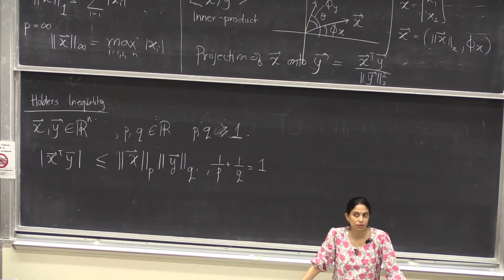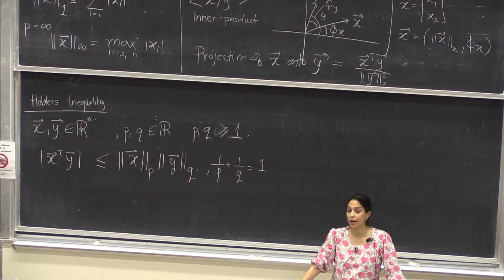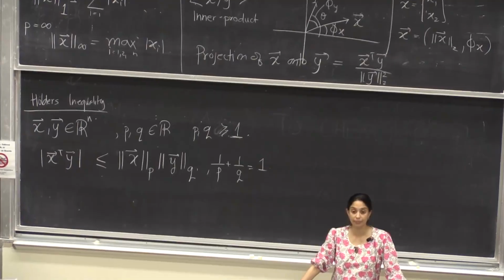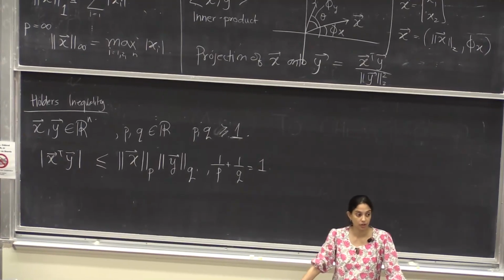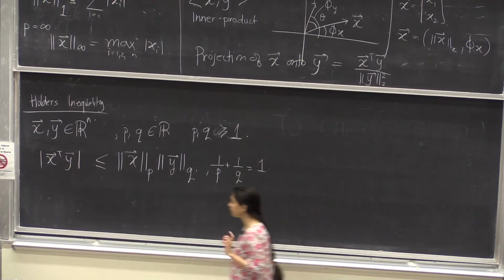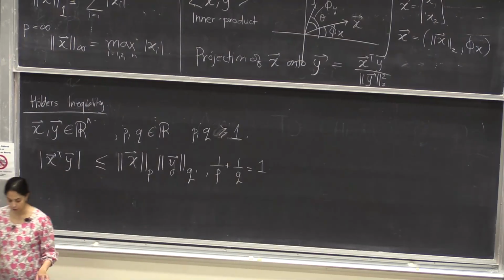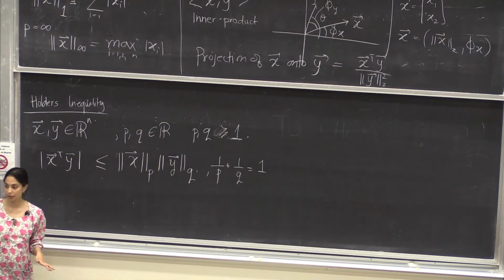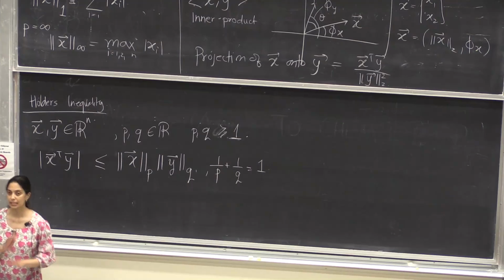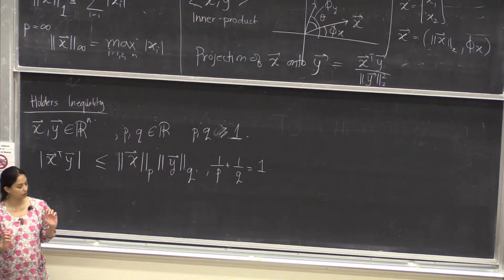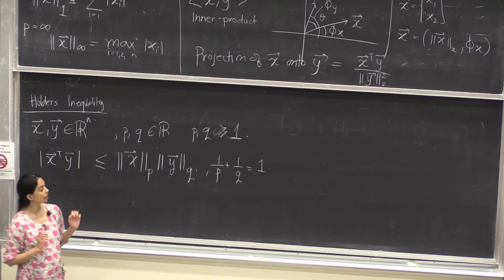We don't have the tools yet to prove this inequality, so I'm just telling it to you. Once we have a little bit more information about convexity, we can actually go ahead and prove this. And so if we have time, we'll come around to proving this once we have a little bit more machinery under our belt, but we don't quite have it just yet. Okay? So that's it for what I wanted to talk about on Holder's inequality.